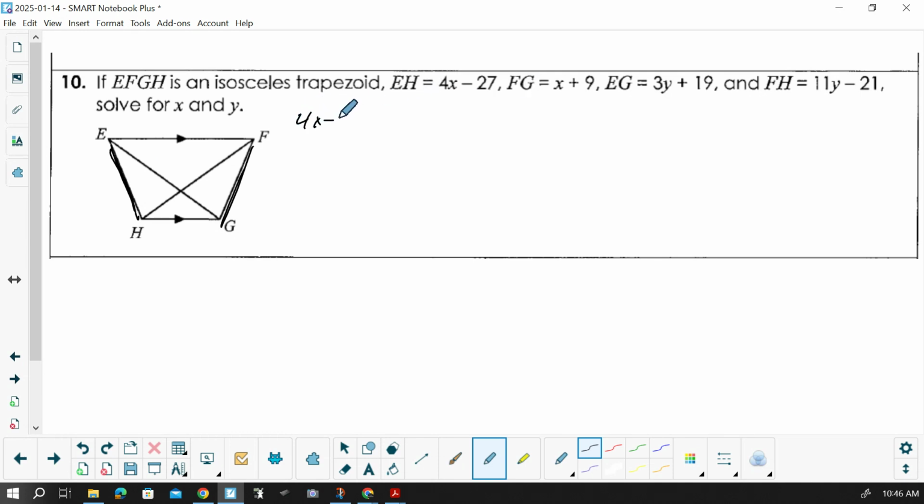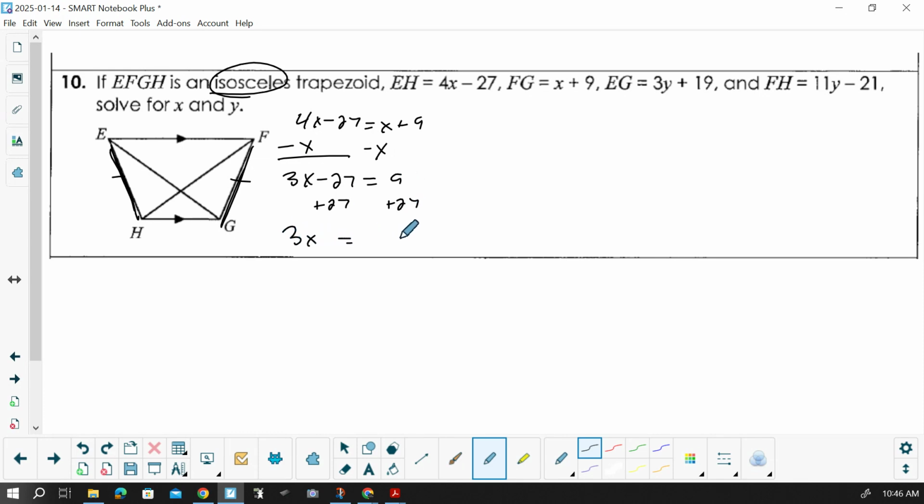4x minus 27 equals x plus 9. They're equal because they're the opposite sides, and it's isosceles. So we're going to subtract x. 3x minus 27 equals 9. Add 27 to both sides. We get 3x equals 36. Divide by 3, and x is 12.